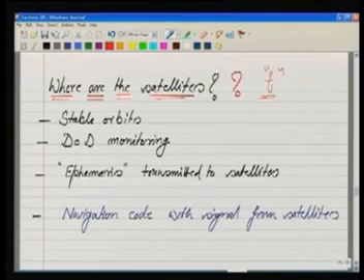Number one point which is important here, these satellites are put in stable orbits. Stable orbits means the satellite position we can predict in advance, because the satellites have been put there by the Department of Defense of United States. They know exactly where the satellites are, they know at what altitude they have put the satellite, so they can do the computation for that.